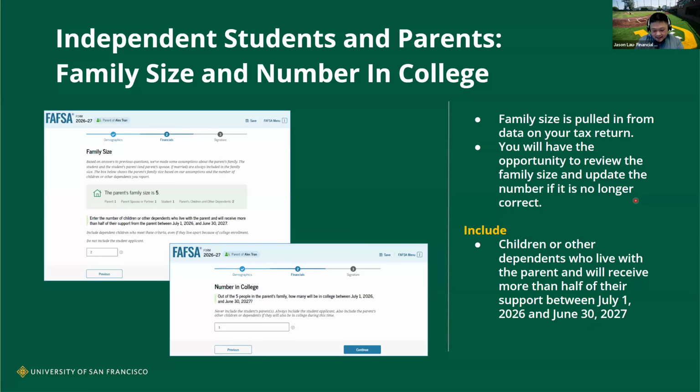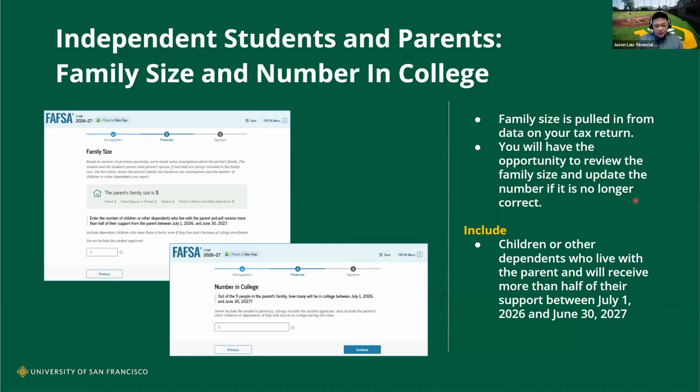Next, it will ask for your family size. The FAFSA pulls from the IRS pretty much. Essentially, it identifies whether the parent filed as married or separate, and then also how many dependents are on the tax return for that year in 2024.